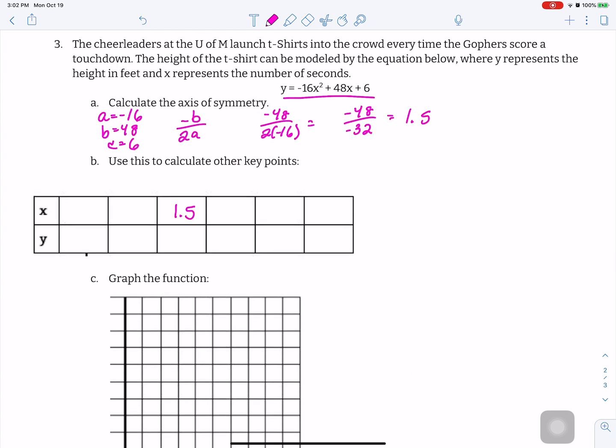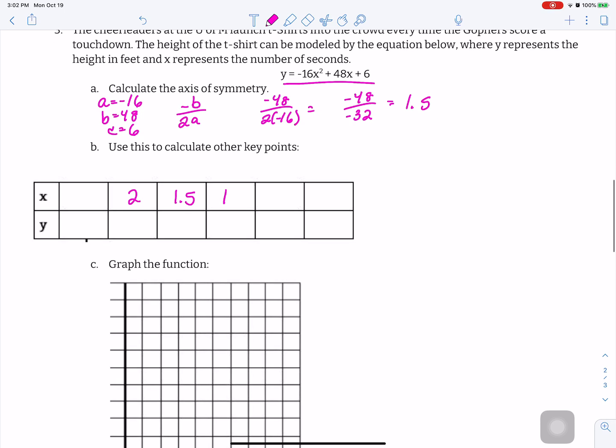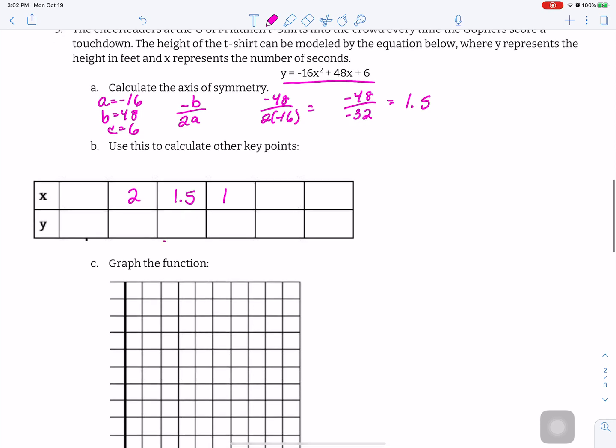When I know that, that's going to end up being between a 1 and a 2. So I don't necessarily have to keep going up by 0.5. Once I have that, I'm just going to use the 1.5 in this one here. So this one would be negative 16 times 1.5 squared plus 48 times 1.5 plus 6. So I would just type that in and get that number. It's not as easy to do this one without a calculator.